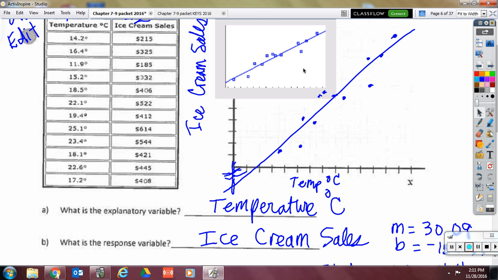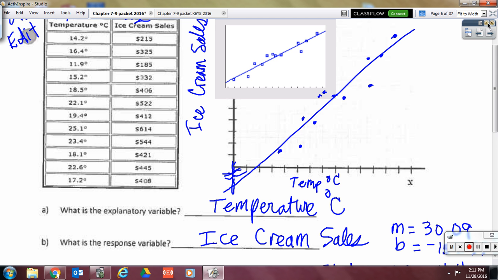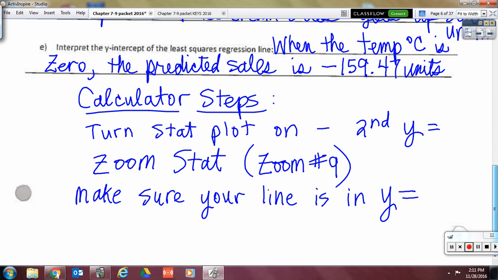Okay, that's the last step. So again, today in summary, interpret the slope, interpret the y-intercept, write the equation, and put it into the calculator stat plot, and you have your steps written here for when we do work tomorrow. Make sure you put your calculators up, please.